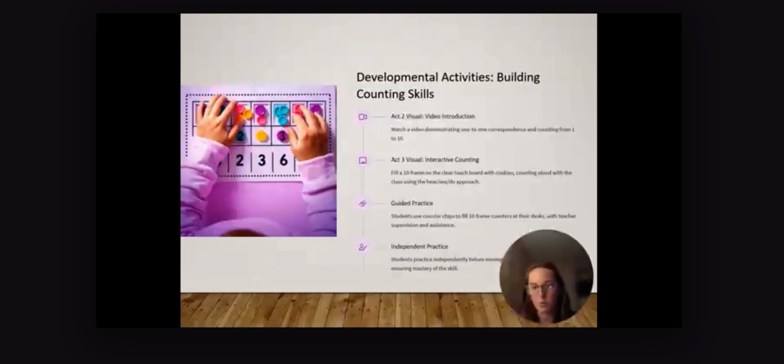The Act 3 visual would be interactive counting. We would have a 10 frame on the clear touch board, and we're going to bring back the cookies, right? Instead of the counters, we'll have little circle cookies, and we'll count aloud with the class, 1, 2, 3. They're going to hear me do it, see me do it, and then help me do it. So that hear, see, do approach.